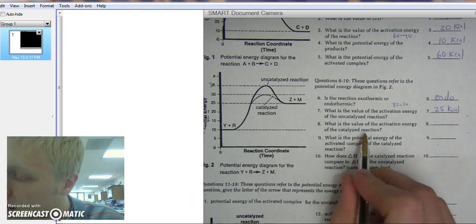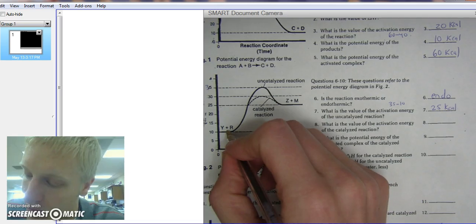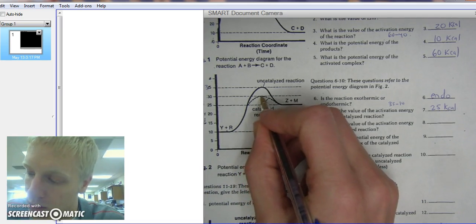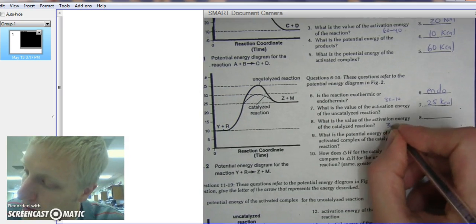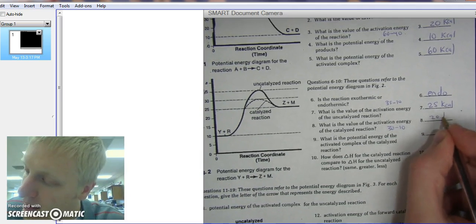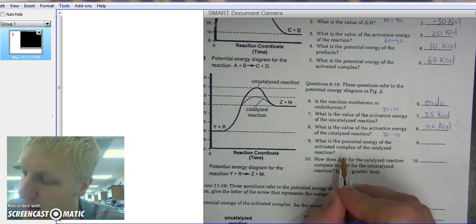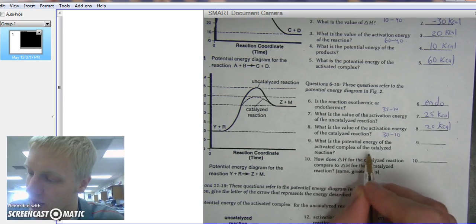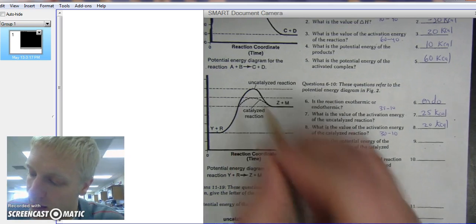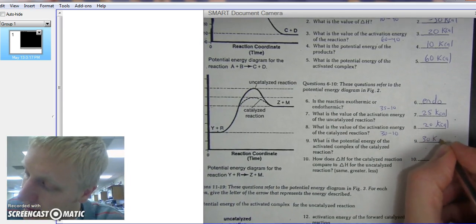Alright, number 8. What is the value of the activation energy of the catalyzed reaction? So we're going from our reactants to our activated complex of the catalyzed reaction, which is now 30 minus 10. 30 minus 10 is 20 kilocalories. Number 9, what is the potential energy of the activated complex of the catalyzed reaction? That's this guy, so that's 30 kilocalories.